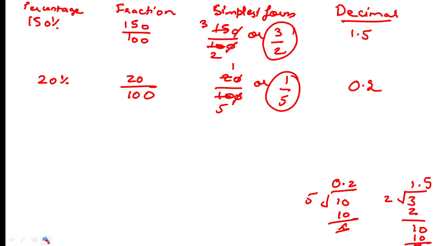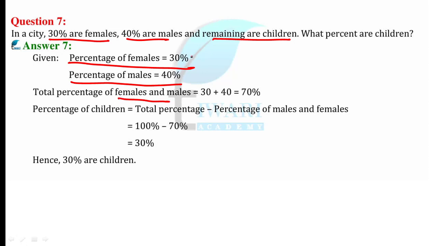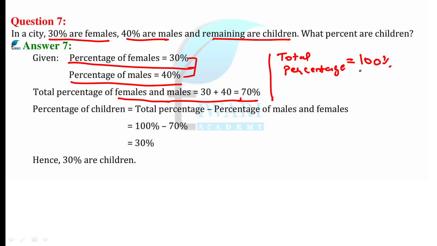The next question is: in a city 30% are female, 40% are male, and the remaining are children. So percentage of female is 30%, percentage of male is 40%, and the total percentage of female and male is 30 plus 40, that is 70%. We know that the total percentage of any standard quantity such as marks or population is 100%. Total population is 100%, out of which 70% are male and female.